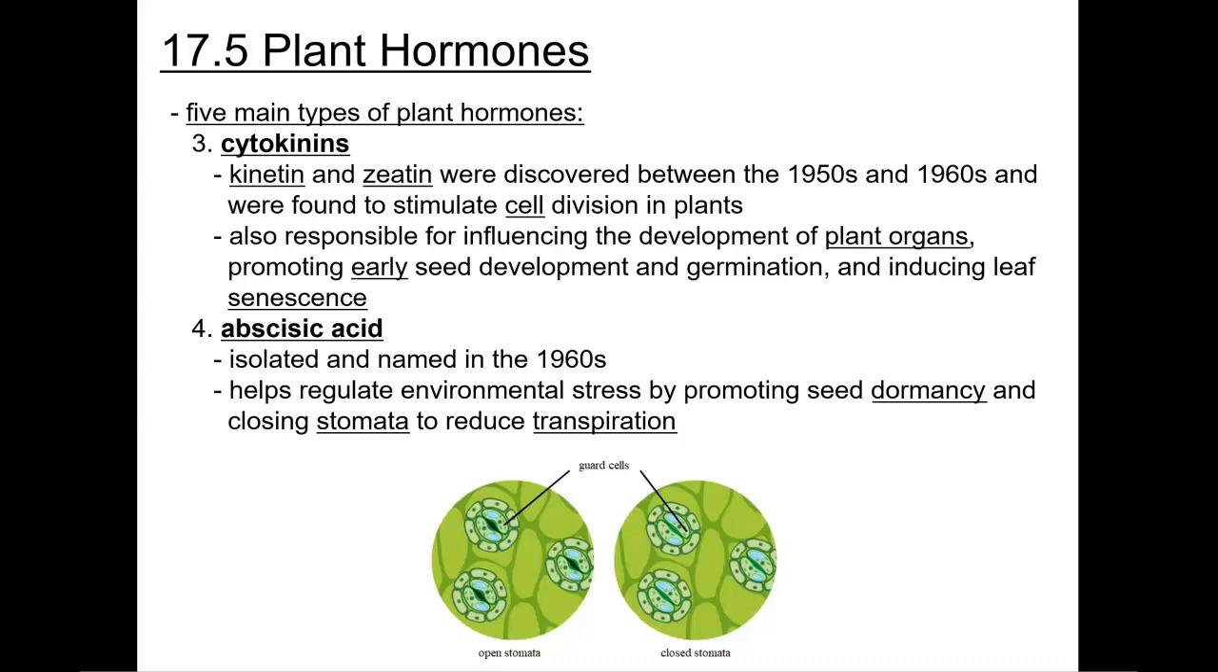Fourth is going to be your abscisic acid. This was isolated and named in 1960. It's going to help to regulate environmental stresses by promoting seed dormancy and closing stomata to reduce transpiration. So let's say we have a warm-up early in the spring, then we have a nice cool down before it actually warms up. This is going to tell those seeds to go into dormancy. Also, it will close the stomata during very hot times or very windy times.